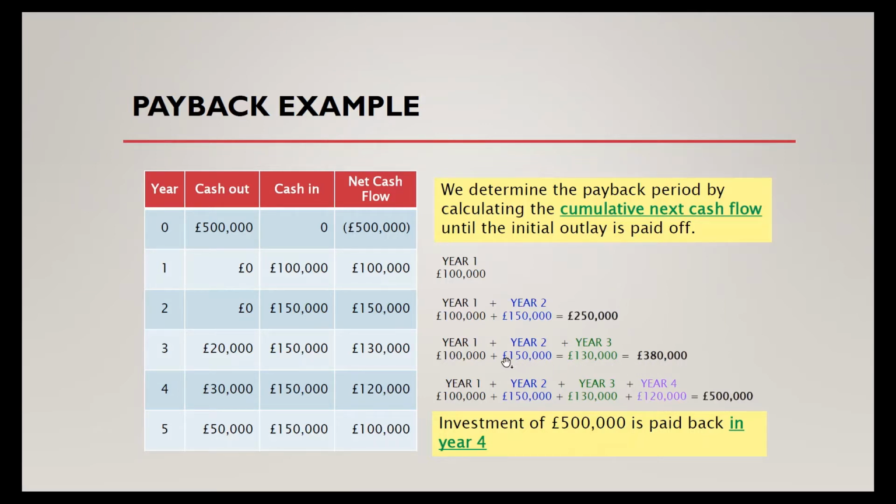So we go for year 4, where we add up year 1, 100,000, year 2, 150,000, year 3, 130,000, and then plus year 4, 120,000. And this one will add up to 500,000. Therefore, for the conclusion, we need 4 years to get the initial investment back. In this case, most people will treat the money coming from year 5, this 100,000, as more like profit for investing in this project.